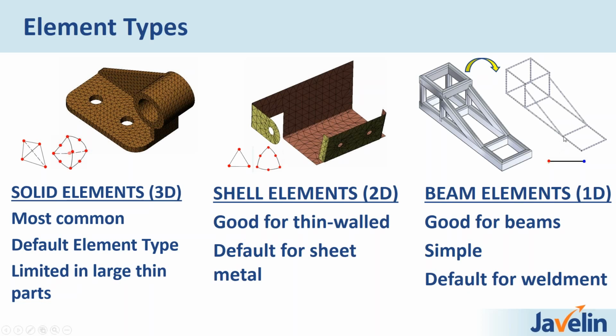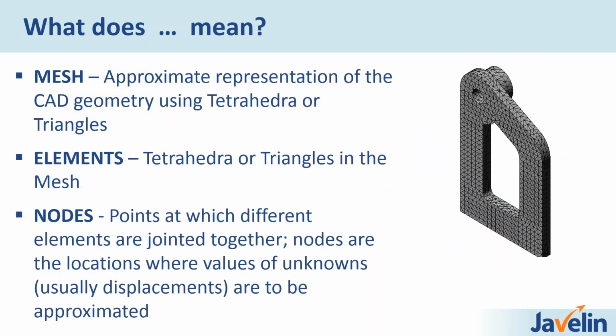We also have beam elements, one-dimensional wireframe elements, and they're very simple, but they're very fast. You can analyze very large, very complex frame structures very quickly with them, and those are actually the defaults for weldments. If you analyze a weldment structure, unless you tell SOLIDWORKS otherwise, it will treat it as a beam structure. So there's all these different element types, but today we're going to focus on solid elements. They're the most common, and they're going to be the first ones you use if you're just getting started in simulation.